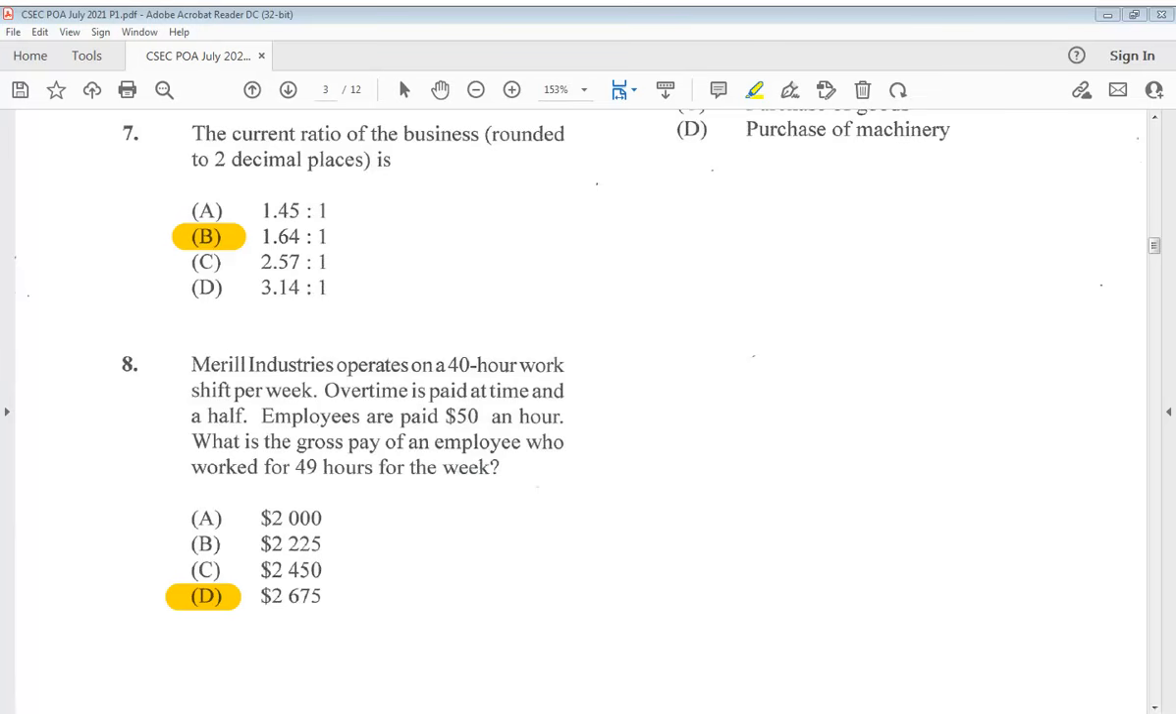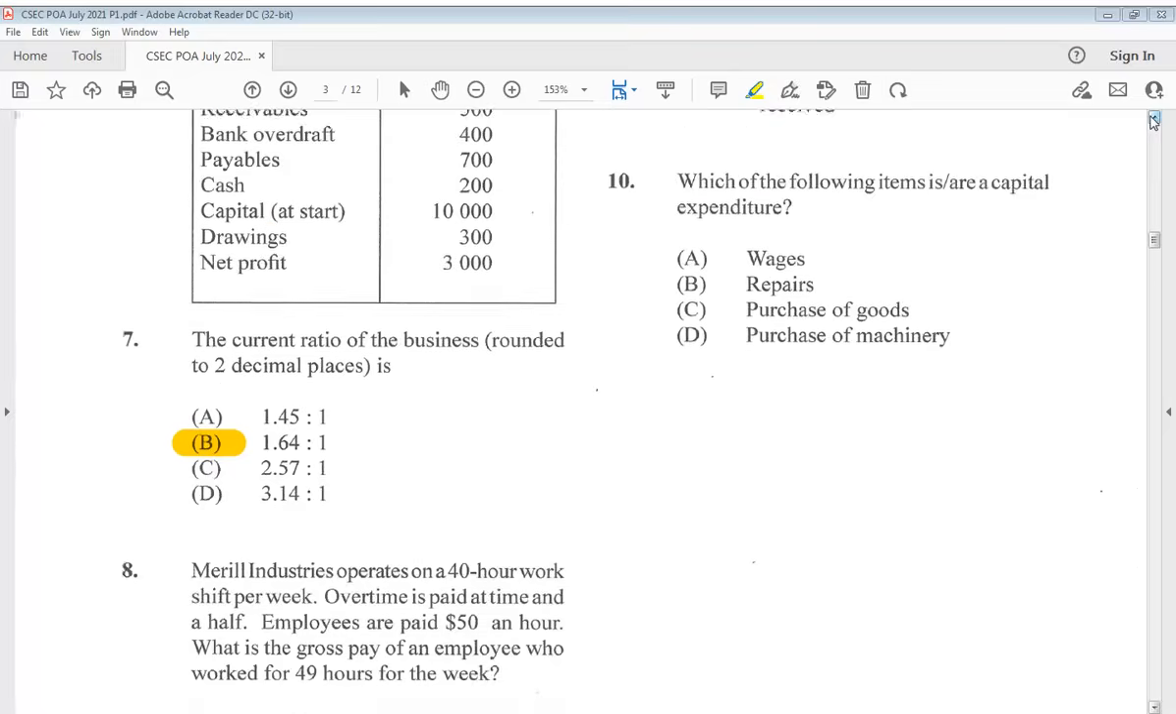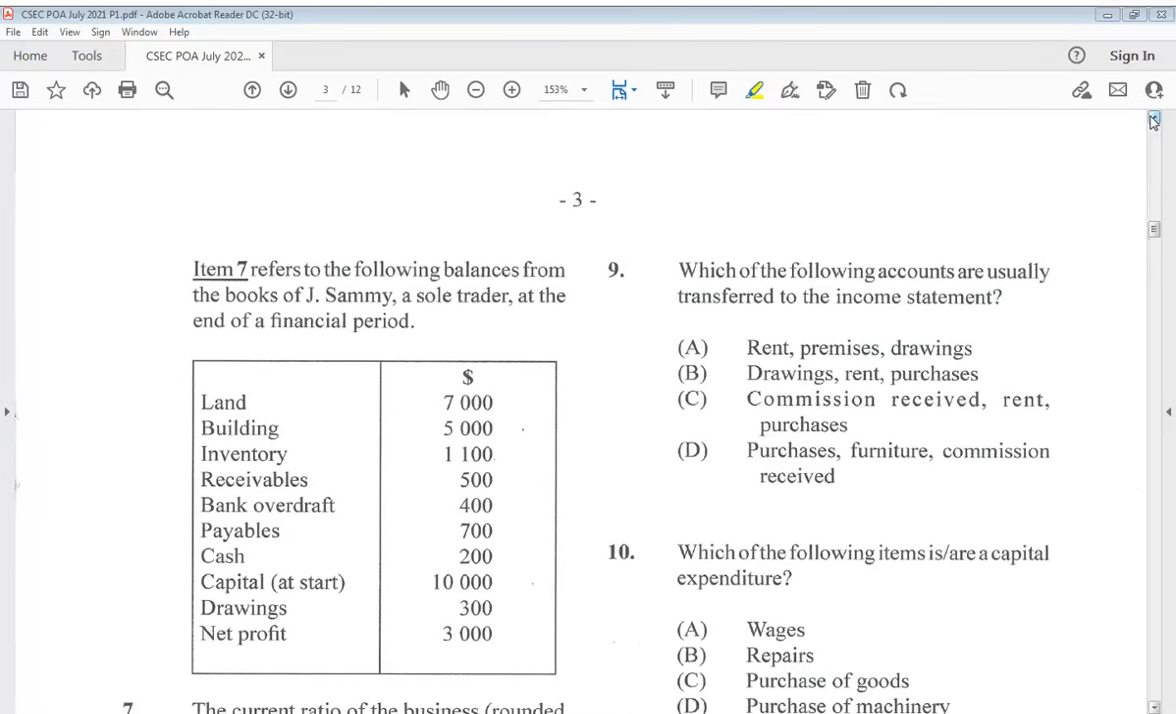So that would give us his gross pay. Let's move on to number 9. Which of the following accounts are usually transferred to the income statement? So we know the income statement or the profit and loss. So what would be your answer? Our answer would be C, commission received, rent, and purchases.